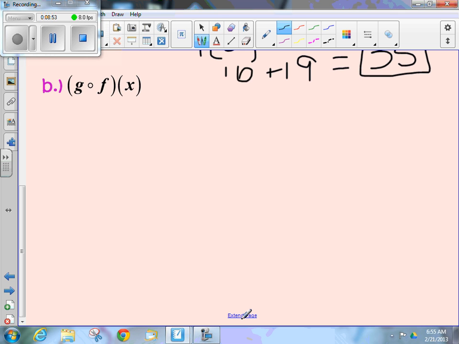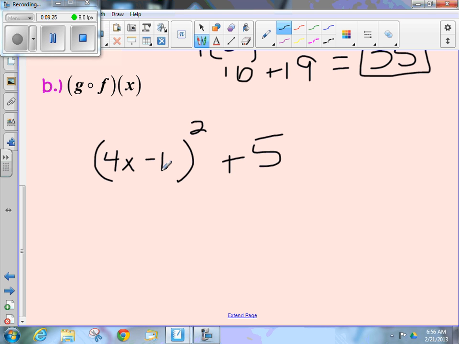So this time, what function are you starting with? G. Remember, where you see an x, you're going to plug in the f function. So I started with an x squared, but instead of an x, what do you have to plug in? The f function, right? So the f function was 4x minus 1.